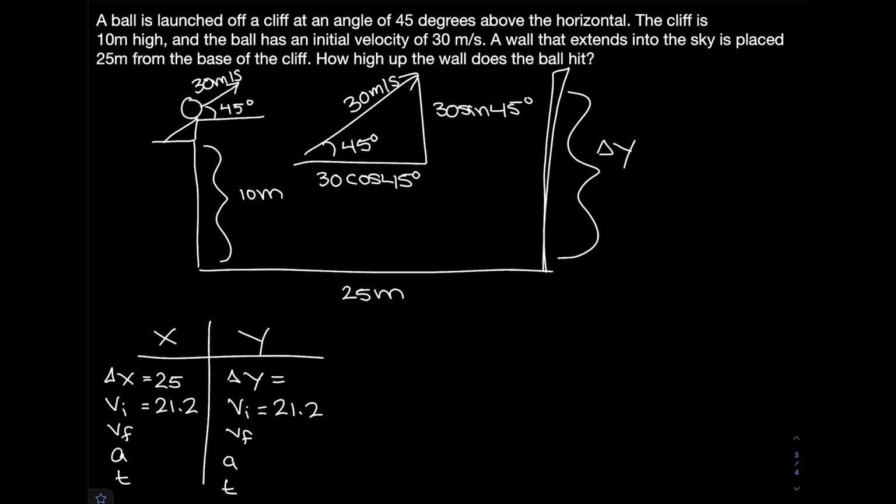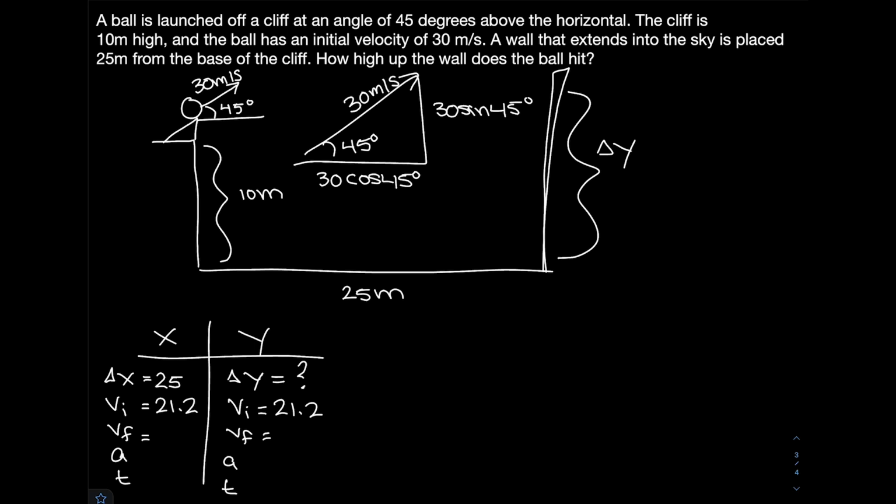And again, this question is asking how high up the wall does the ball hit? So we are trying to find our delta y. So I'll write a question mark there to help remind us. In the x direction, our velocity final we know is going to be some number. We don't know what it's going to be. And in the y direction, we also don't know. We can't assume that it's 0 because we look at the moment of impact. So the ball is traveling at some speed at the moment of impact.